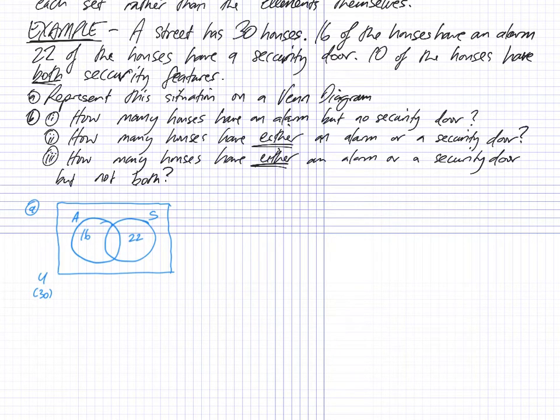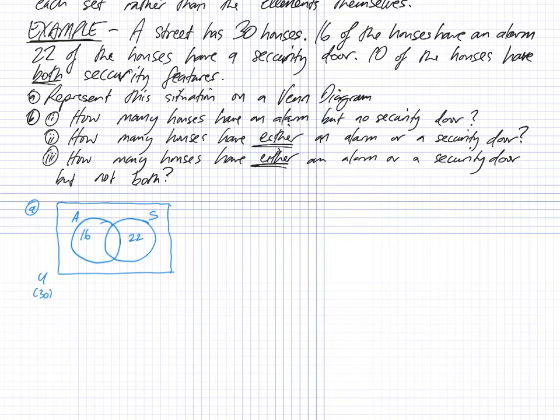Alright? So the problem that we've got here is that everything within this rectangle doesn't add up to the 30 that we said before. You've got 16 and 22, so that's 22, 28, 38. That's too much. Okay? So what can we do to fix that? Well, that's to consider the overlap, the ones that have both.